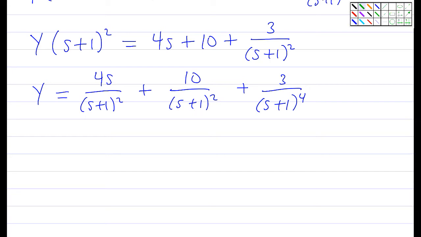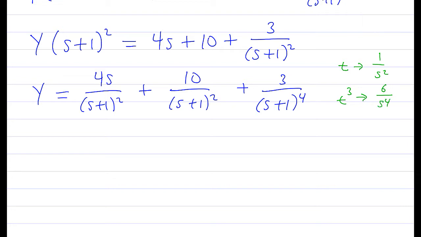Just a few notes. Remember that t transforms as 1 over s squared. T cubed transforms as 3 factorial, which is 6, over s to the fourth. That looks like these two terms right there. This term I'm not so sure because we have an s over an (s plus 1) squared. That's a little weird. So the way we handle this kind of thing, if I already see that I have a shifted transform, I need every s to be shifted in the same way. Well, what do I do? I actually make that shift happen up here. Let's see how we do that.